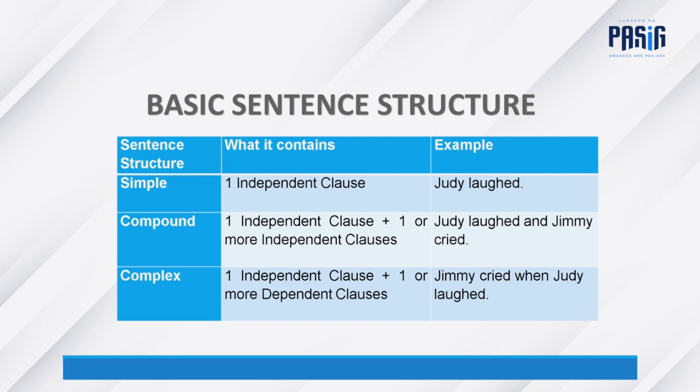There are also basic sentence structures in English. First is a simple sentence which contains one independent clause. Example, Judy laughed. Another one is the compound sentence, which contains one independent clause plus one or more independent clauses. Example, Judy laughed and Jimmy cried. Lastly, we have the complex sentence, which contains one independent clause plus one or more dependent clauses. Example, Jimmy cried when Judy laughed.